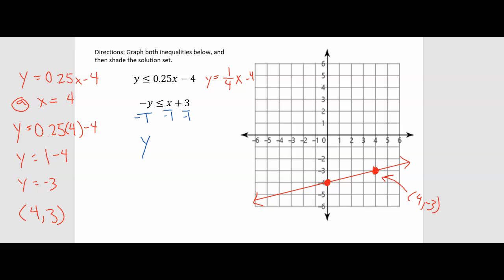And if I do that, I have to remember to flip the sign. It's not that important for a boundary line, but it will be important when we're testing a point. So my boundary line equation is still y is equal to negative x minus 3. Solid line again.